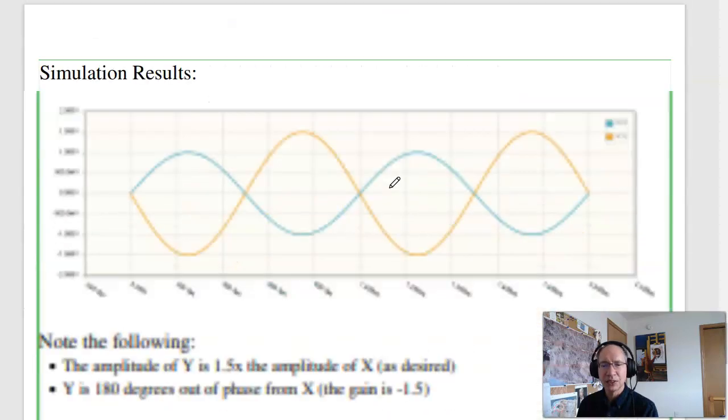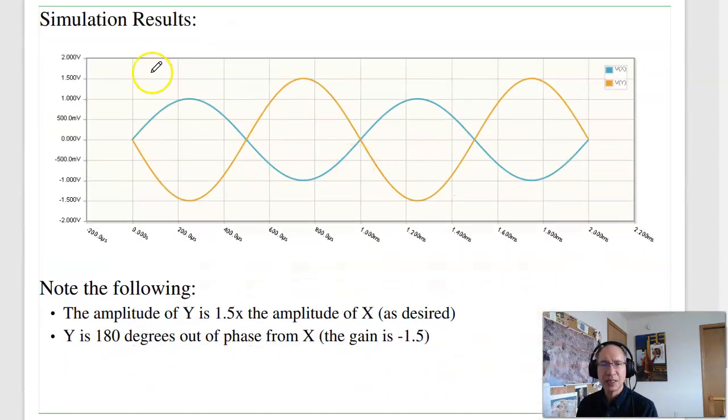In Circuit Lab, I can test. Apply sine wave in, so this is x, this is y. Notice that y is 1.5 times x. The gain is 1.5, and it's inverted. When x is high, y is low. When x is low, y is high. That's the inversion, that's the minus sign. So sure enough, the circuit has a gain of minus 1.5.